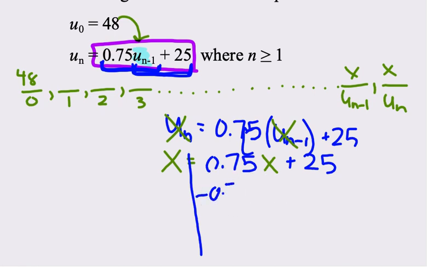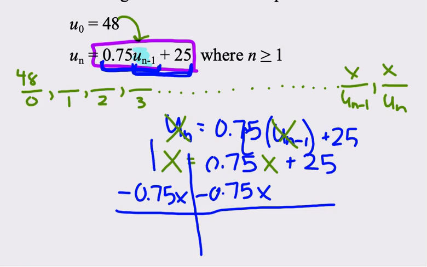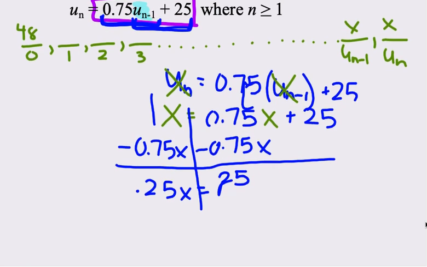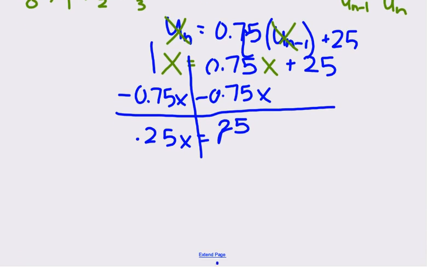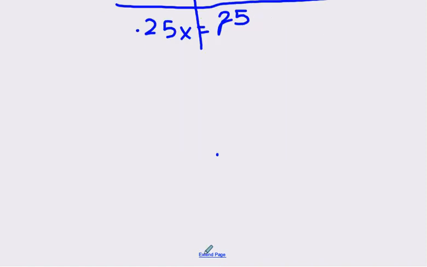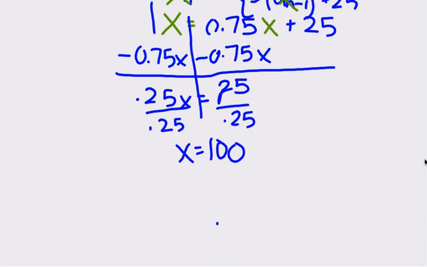So I'm subtracting 0.75x from both sides. So this is like 1x here. So I've got 0.25x equals 25. Divide both sides by 0.25. So it looks like in the long run, x is going to be right around 100.